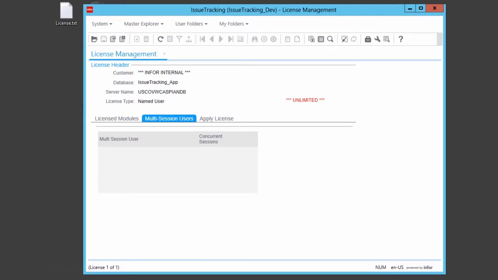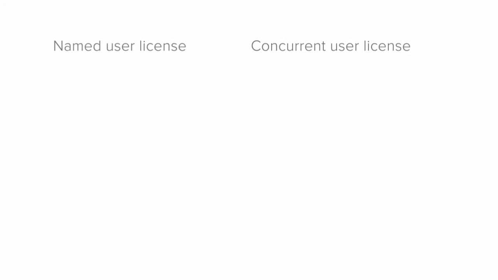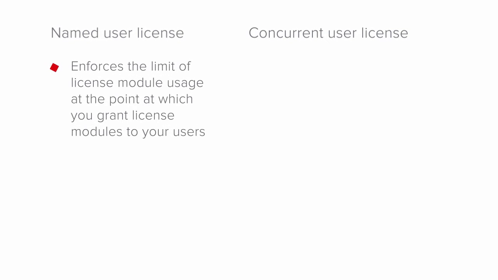A Mongoose license can be either a named user license or a concurrent user license. Typically, pricing for these two types differs depending on which kind you purchase. The license Infor issues to you is then a named or concurrent license. For a named user license, Mongoose enforces the limit of license module usage at the point at which you grant license modules to your users. For example, if you purchased a license which contains 6 MG Core Trans license modules, if you attempt to grant a 7th user the MG Core Trans module, Mongoose displays an error message.